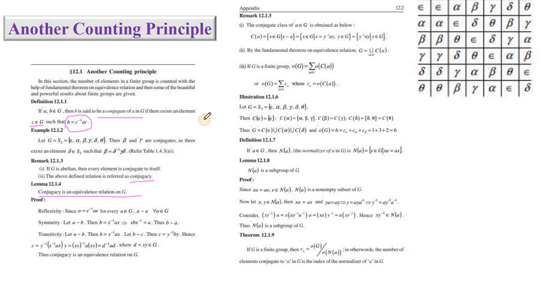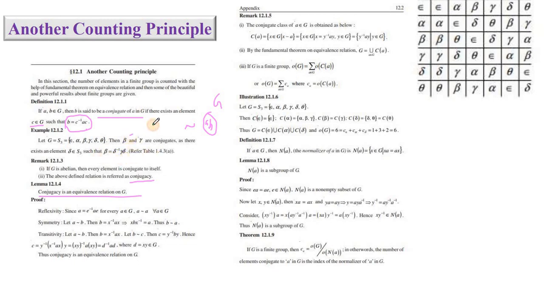You have a group and on that group you are defining a relation. Two elements are related by this relation. Once you have a relation, you will check the three conditions and check whether it's an equivalence relation or not. So this is an example.